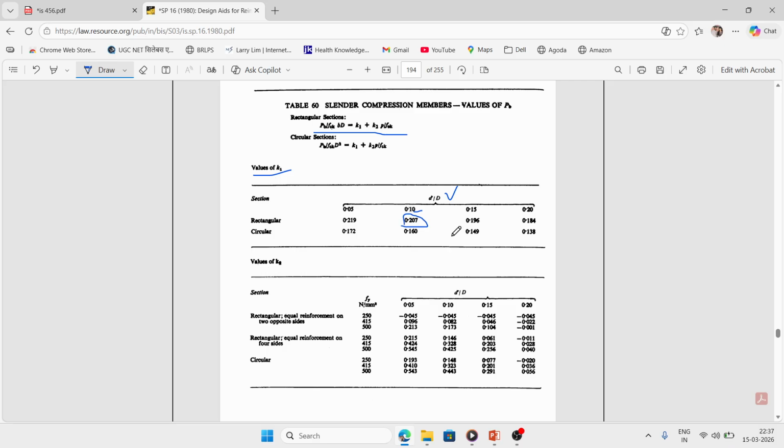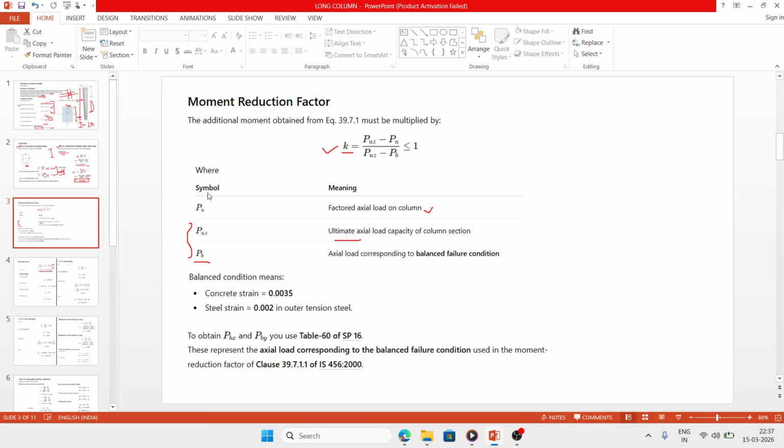So for 0.1, the K1 value you are getting is 0.207. Okay. And from here you will get the PBX. You are getting the PB. So PB, simply you will multiply with all the data, PB upon FCK. Simply from here you will get the PBX, and similarly you will get the PBY. Okay.